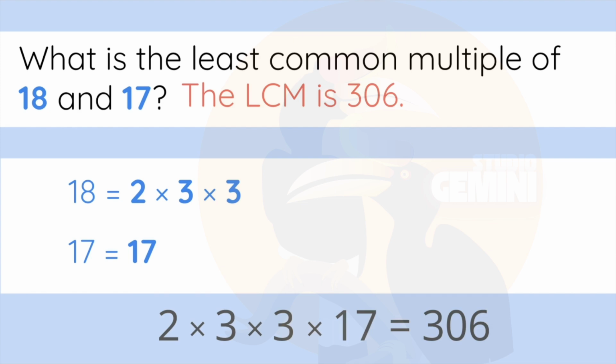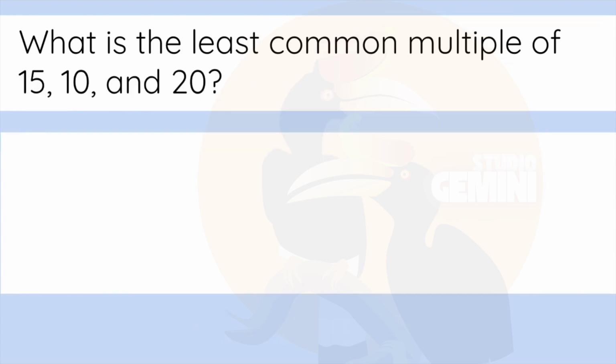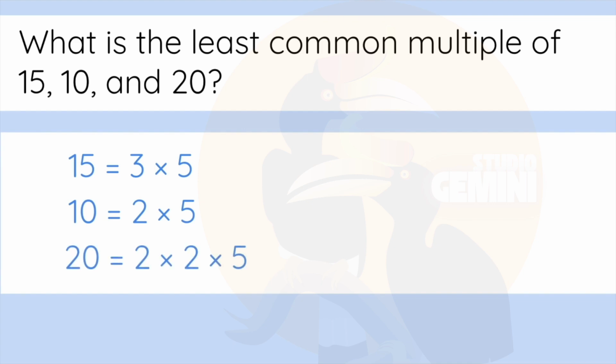Let's explore one last example now. What is the least common multiple of 15, 10, and 20? Here, we are finding the least common multiple of three numbers, but the process is the same. First, we can write the prime factorization for each number. 15 equals 3 times 5, 10 equals 2 times 5, and 20 equals 2 times 2 times 5. Now, we will create the least common multiple by making sure to include all of the factors in 15, 10, and 20 without using any extra factors. To do so, let's look at the factors of all three numbers at once instead of one number at a time. Let's start with the 2's and see how many 2's we need.